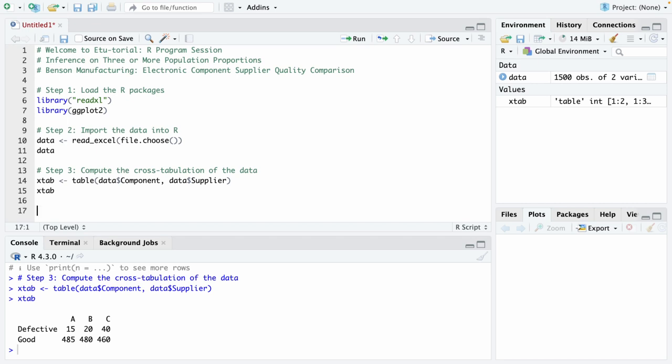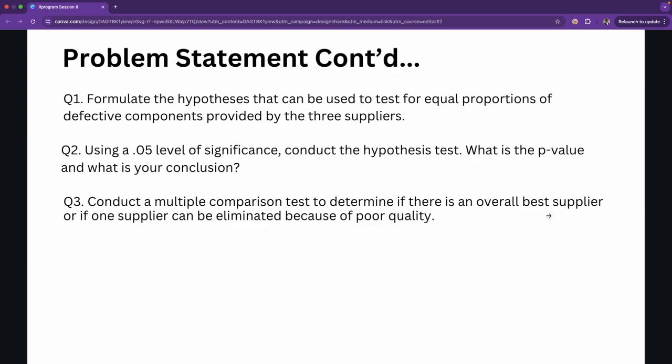So the next thing we want to do is answer the very first question. Our first question says to formulate the hypothesis that can be used to test for equal proportions of defective components provided by the three suppliers. So we need to first define all of our population parameters and then set up the hypothesis. I think I mentioned this earlier in the video. We're testing for equal proportions, so H0 will be that all the population proportions are equal, and Ha will be the reverse of that: not all the population proportions based on the suppliers are equal.